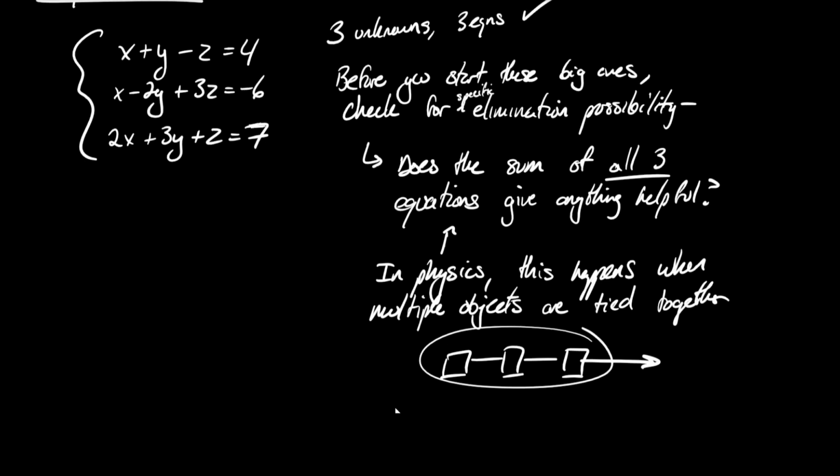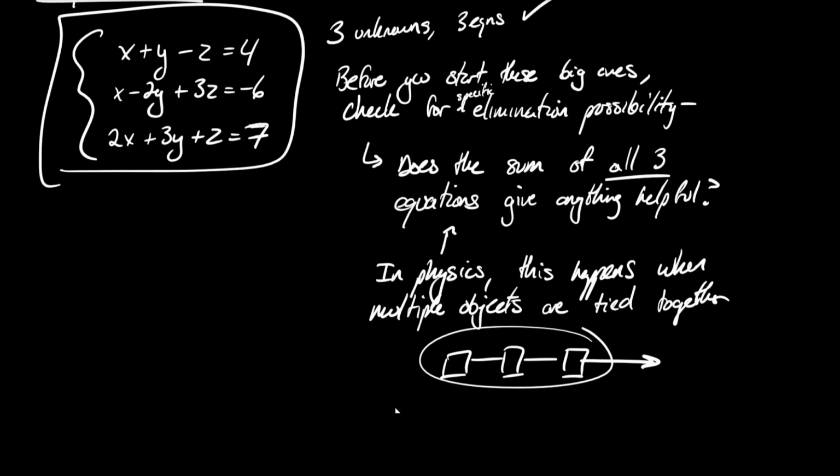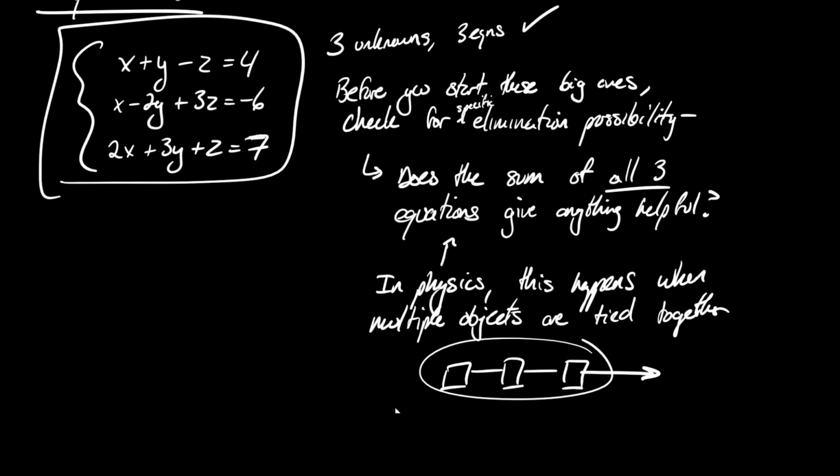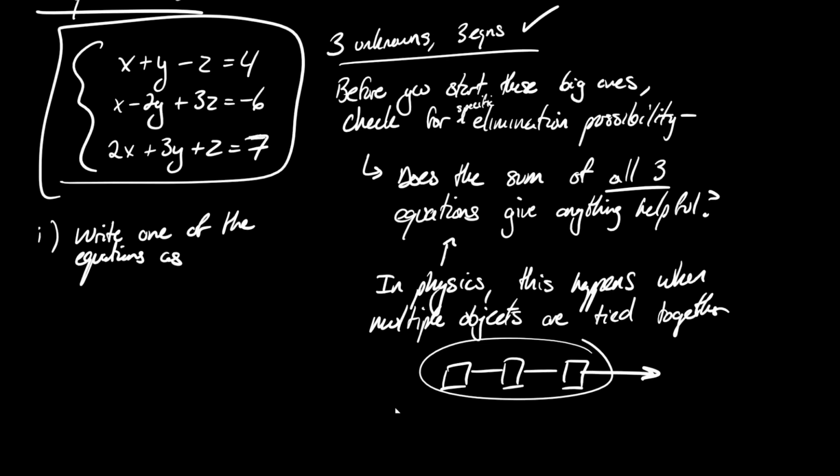All right, but that is just in general. I'm going to show you the reliable way that you can use all the time. So, as before, our goal will be the same: after checking that we have the right number of equations and unknowns, we want to write one of the equations as y equals blah blah blah, or x equals blah blah blah, or z equals blah blah blah.